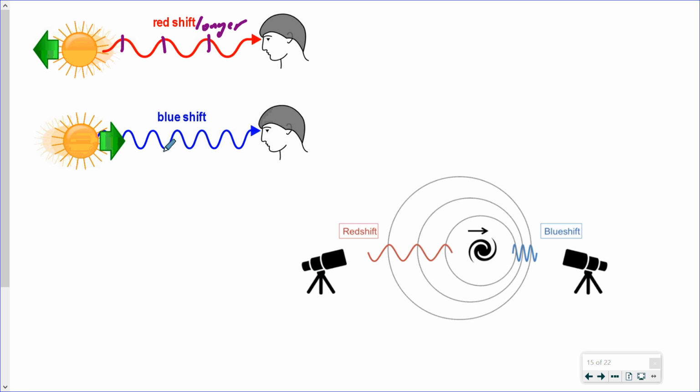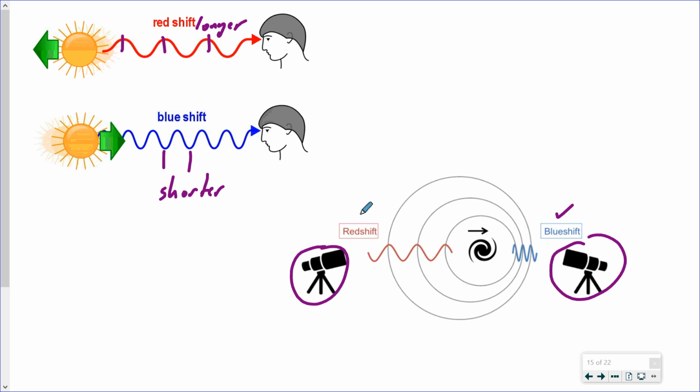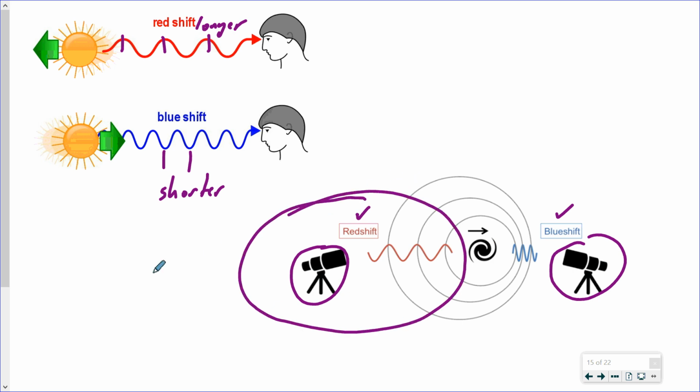If it's moving toward us, the distance between the crests is shorter. So here on Earth, with our telescopes, looking out into outer space, this is a distant galaxy that we're taking a look at. If it's moving toward us, we would have what's called a blue shift. If it's moving away from us, what we see is a red shift. And this here is key for you to understand. It is the red shift that you need to know, because that is what we actually see.